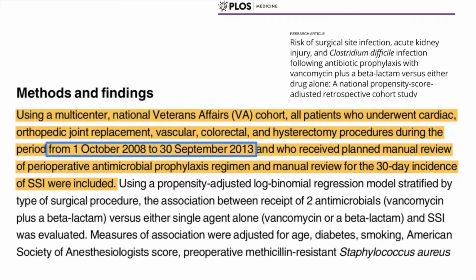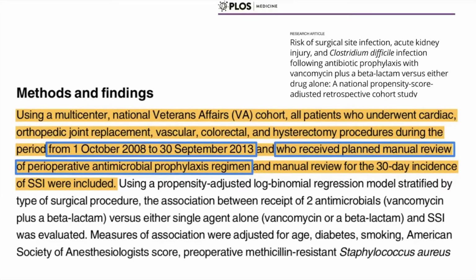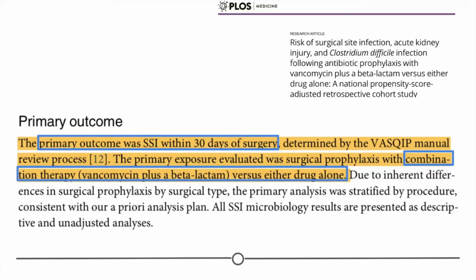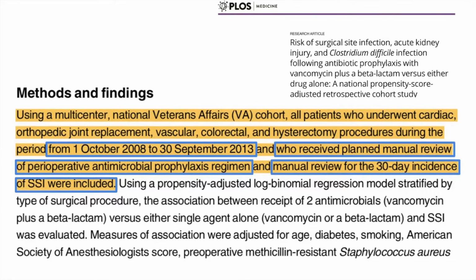From October 1st, 2008 to September 30th, 2013, who received planned manual review of perioperative antimicrobial prophylaxis, who received a manual review for the 30-day incidence of surgical site infection, surgical site infection within 30 days of surgery, and then combination therapy, vancomycin plus a beta-lactam versus either drug alone. The first set of keywords lets us know that this is a retrospective study. The first lets us know the range of dates in the past that were considered, October 2008 to September 2013.